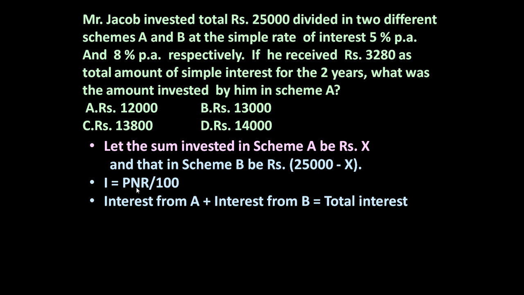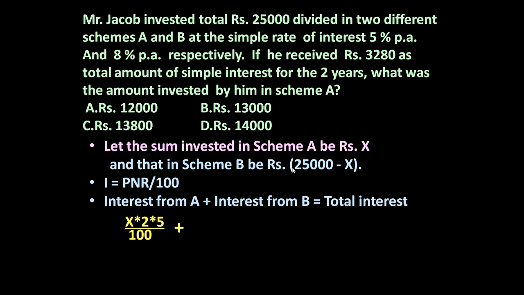Now let us calculate interest received from A. From the formula I is equal to PNR upon 100. So interest from A will become P. In scheme A he invested rupees X. So principal amount is X. For how many years? 2 years. N is 2. Rate of interest for scheme A is 5% per annum. It means it is 5 upon 100. This is the interest from scheme A plus interest from B.